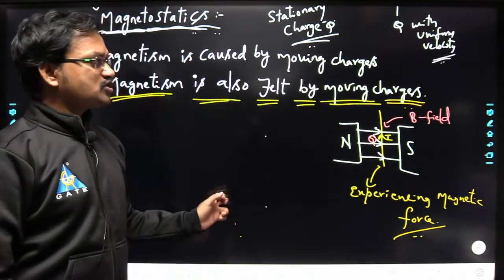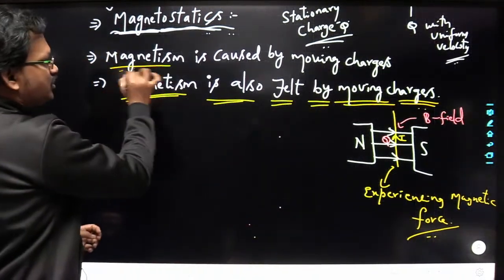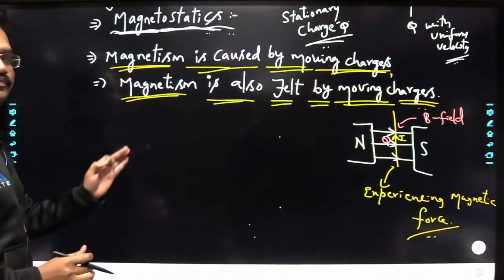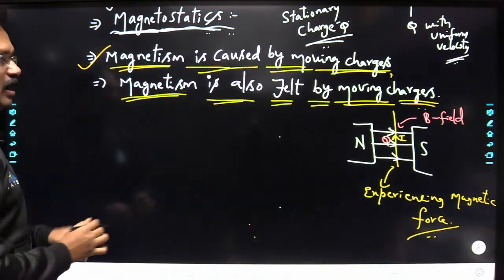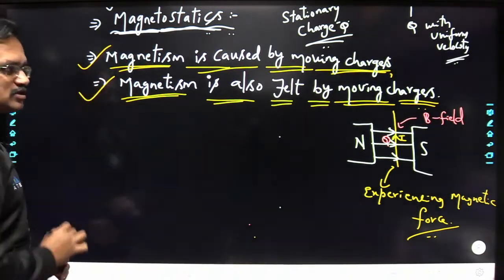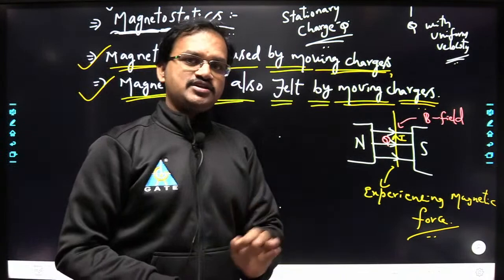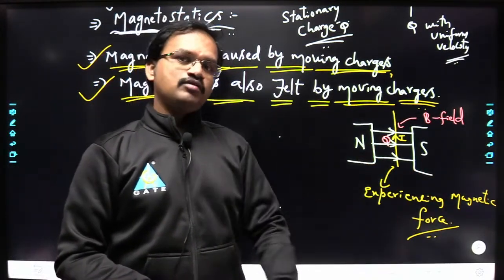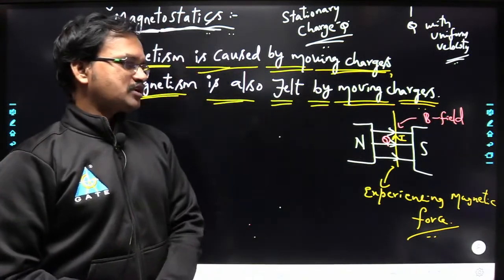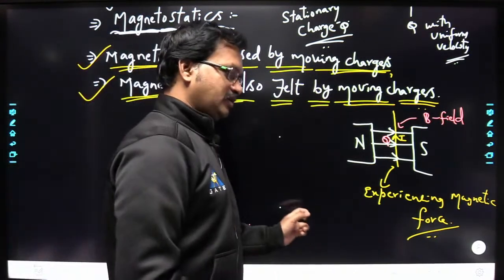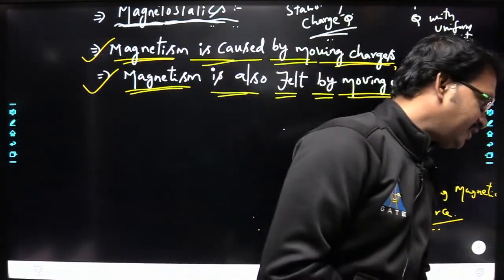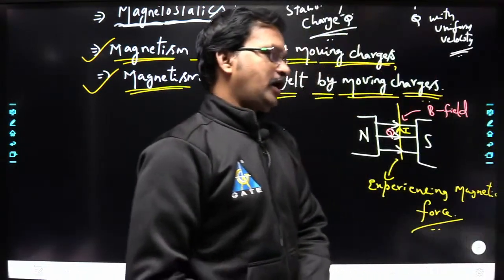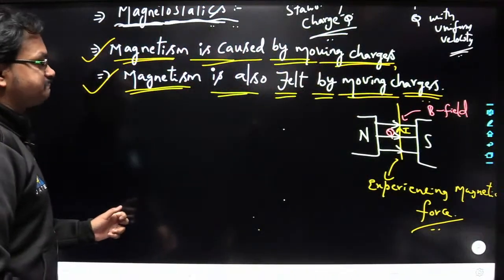So these two statements are very, very important. What are they here? Magnetism is caused by moving charges, and magnetism is also felt by only moving charges. A stationary charge cannot produce a magnetic field, and a stationary charge cannot feel the magnetic force. Is it clear? I hope it is clear. Next.